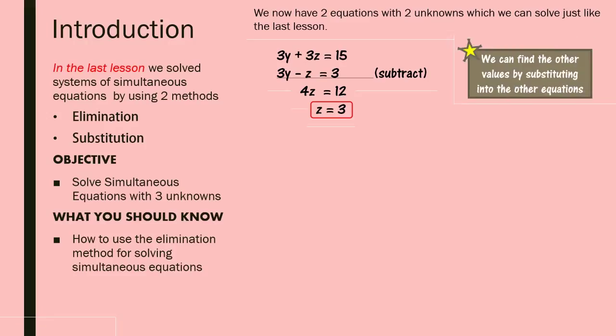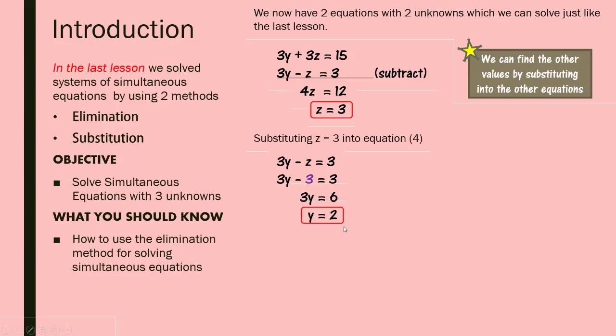Once we've got that, we can find the other values by substituting into the other equations. So if we know z is equal to 3, we can use one of these two new equations just to find out what y is. So I'm going to substitute z equals 3 in equation 4, the second one here. The 3y minus z would equal 3. I'm going to replace the z with the 3. So 3y minus 3 equals 3. Rearrange, and that gives me 3y equals 6. And y is equal to 2.